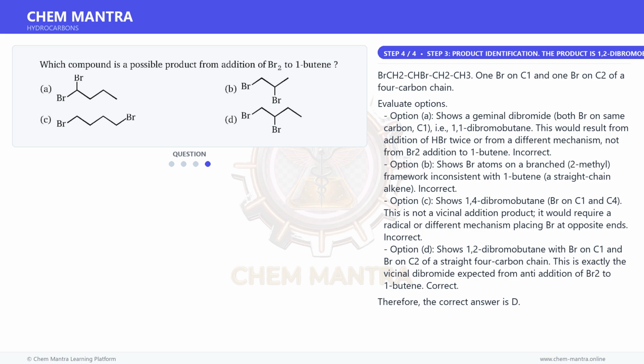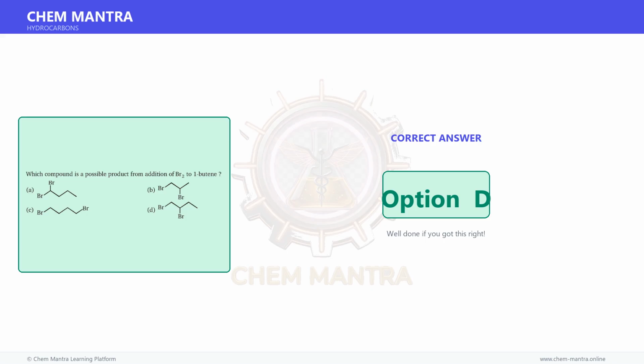Incorrect. Option D shows 1,2-dibromobutane with Br on C1 and Br on C2 of a straight 4-carbon chain. This is exactly the vicinal dibromide expected from anti-addition of Br2 to 1-butene. Correct. Therefore, the correct answer is option D.